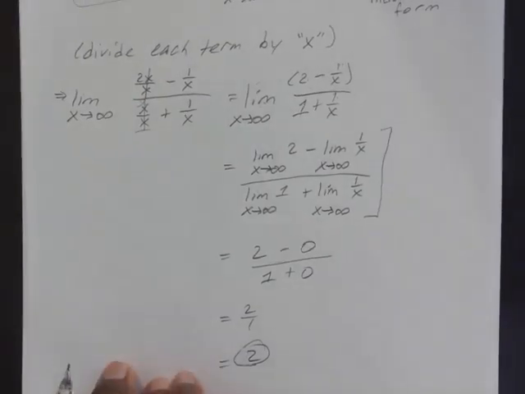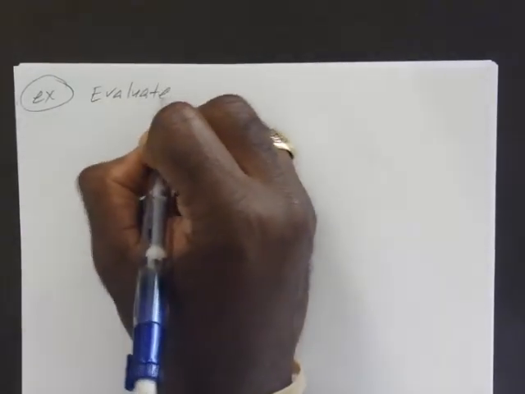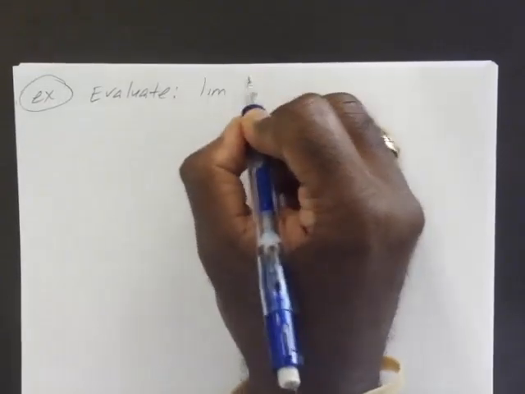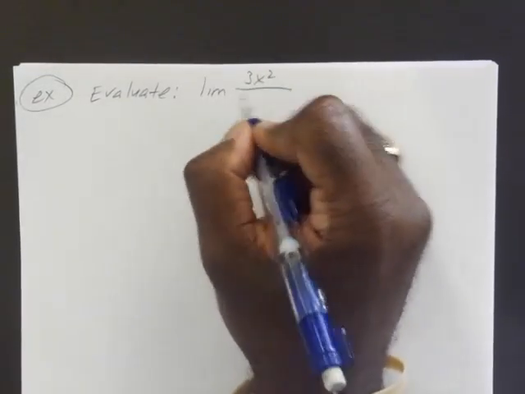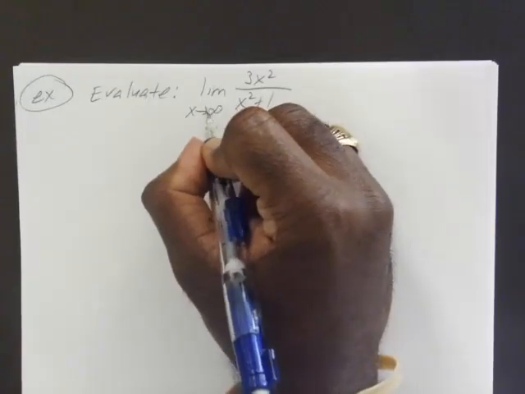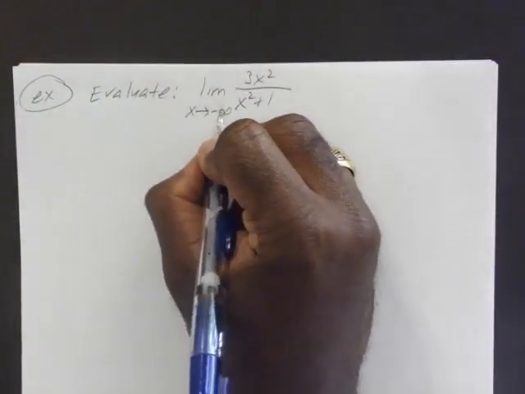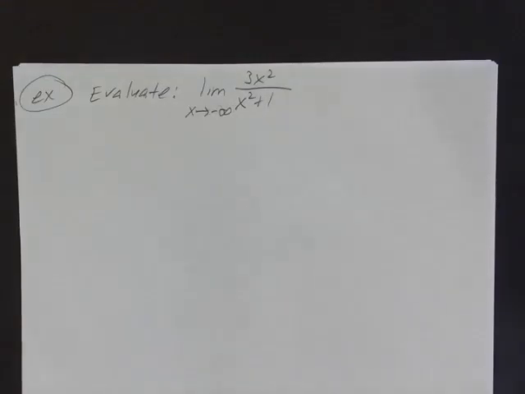All right, so let's look at the first example we did when we filled out that table and found that the limit was 3. So we wanted to evaluate the limit of 3x squared divided by x squared plus 1 as x approaches infinity. Oh, negative infinity. Whether we do it for infinity or negative infinity doesn't matter.